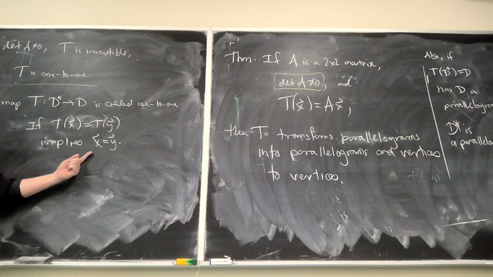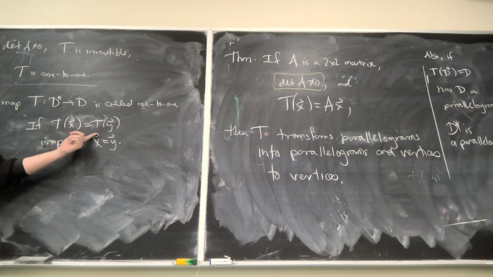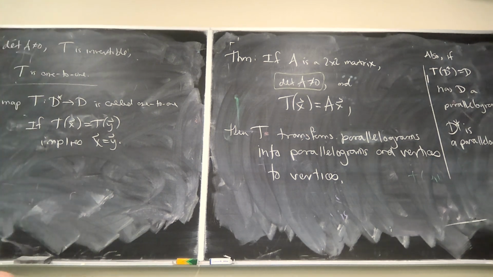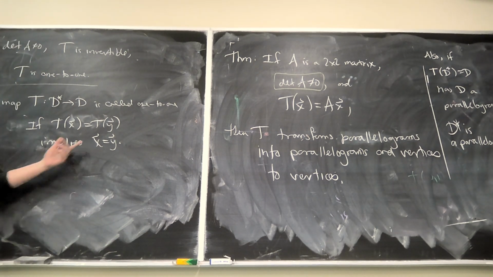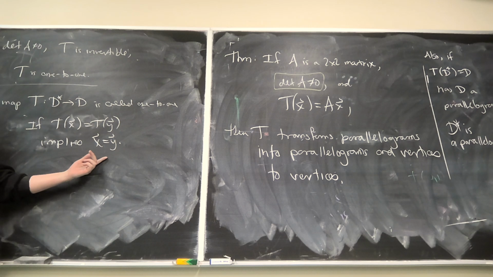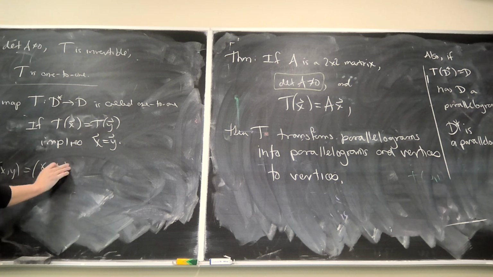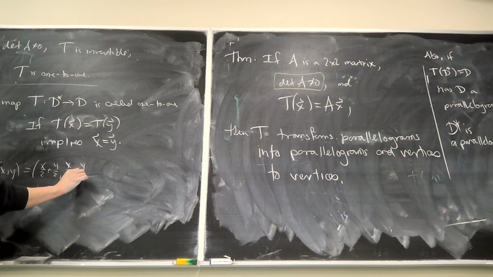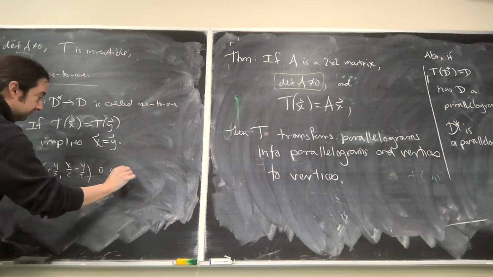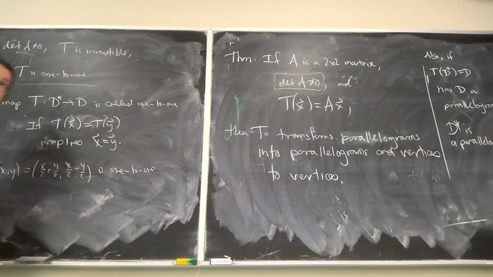So each input is assigned to a unique output is what 1-to-1 means, right? So we're taking this as a definition, this condition. But essentially what the condition says is if two outputs were the same, the inputs must also have been. So for example, this map that we wrote down, where we have T of X and Y is equal to X over 2 plus Y over 2, X over 2 minus Y over 2, this is 1-to-1. I invite you to check that condition if you'd like to.